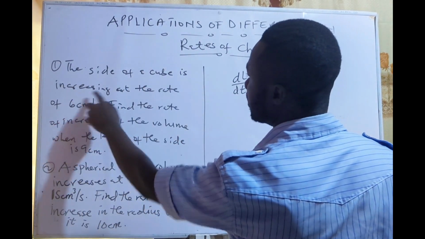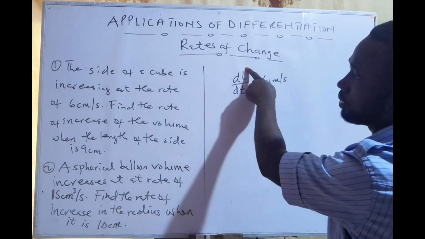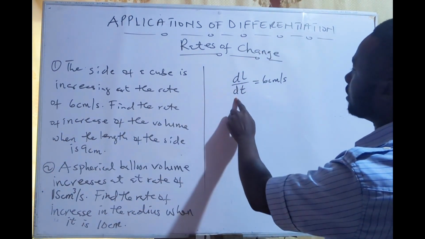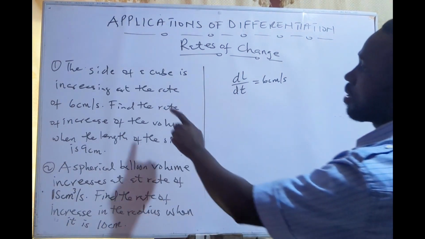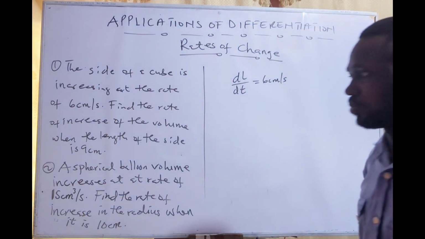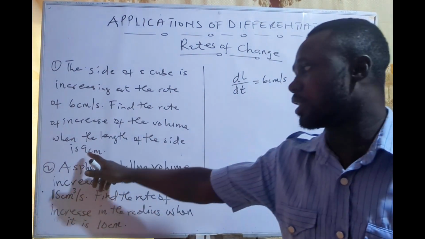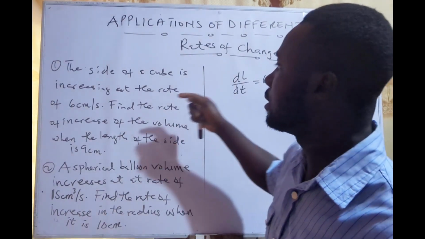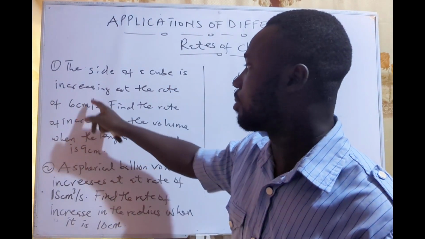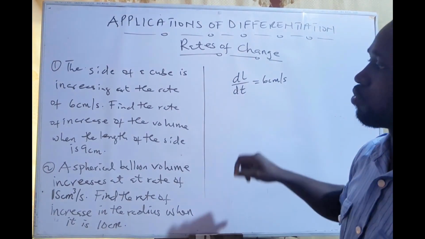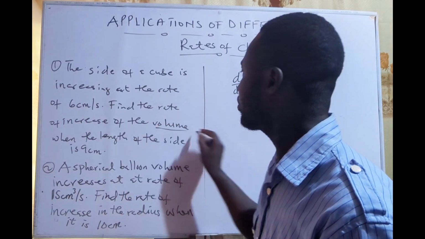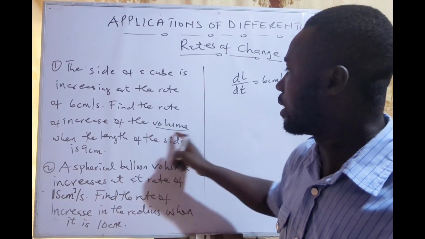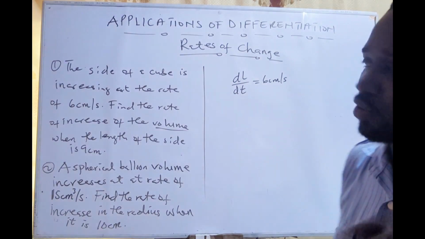So if the side is L, then it is increasing at the rate of 6 centimeters per second, so dL on dt is 6 centimeters per second. Find the rate of increase of the volume when the length of the side is 9 centimeters. The side is increasing with respect to time, so as we find the increase in the volume of the cube, we are also going to find it with respect to the same time.